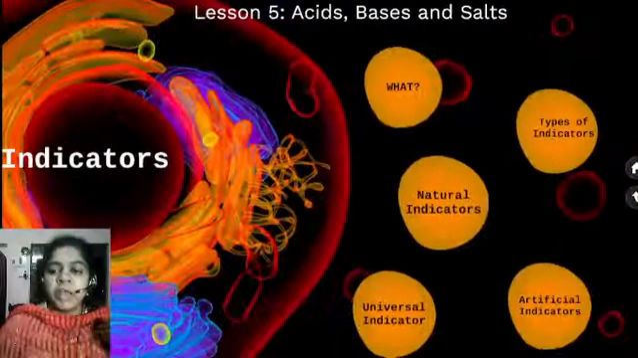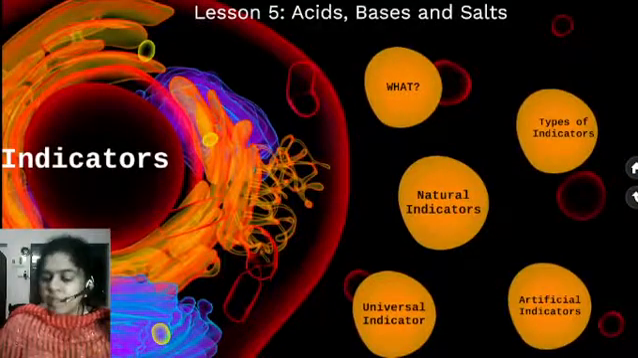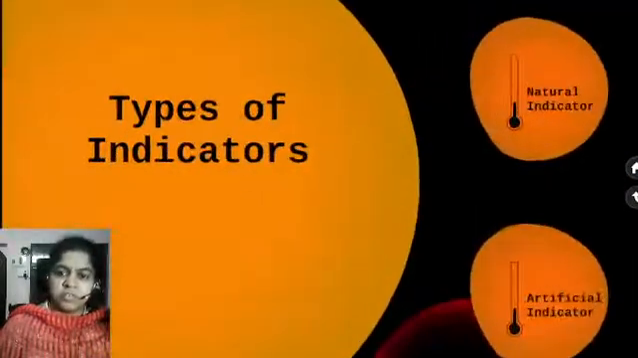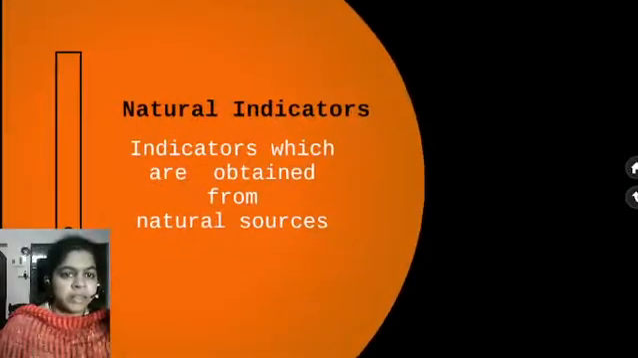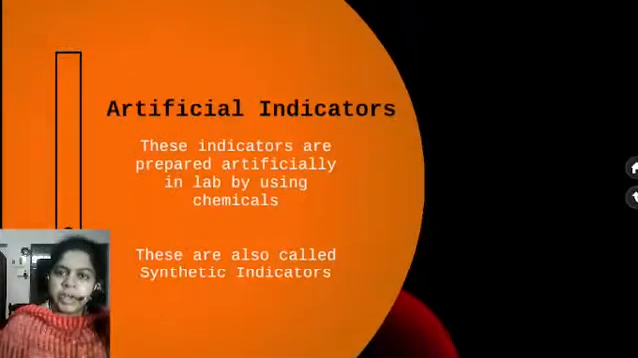There are types of indicators based on their sources. There are two types of indicators, natural indicators and artificial indicators. Natural indicators are nothing but the chemical substances which we can obtain from natural resources, whereas artificial indicators are prepared in the laboratory by using different chemicals. That's why they are called synthetic indicators.